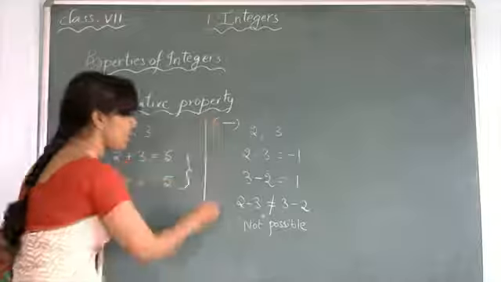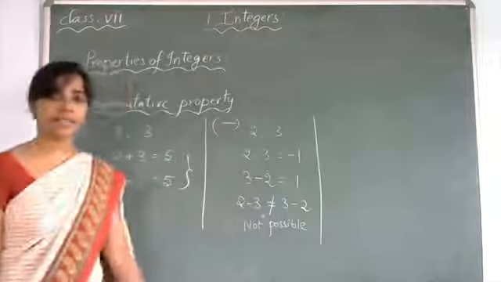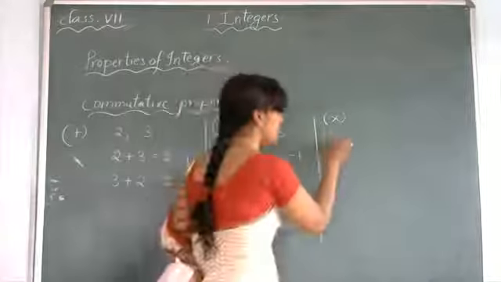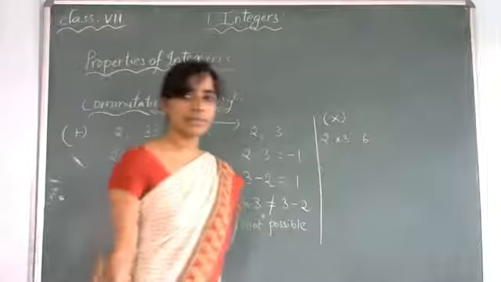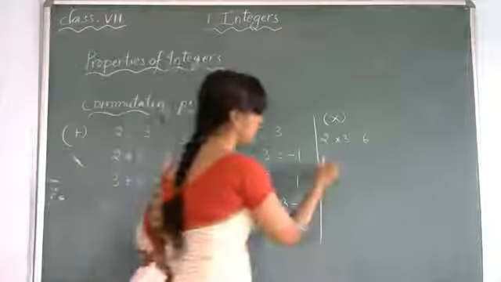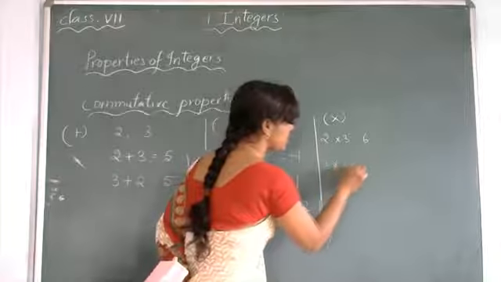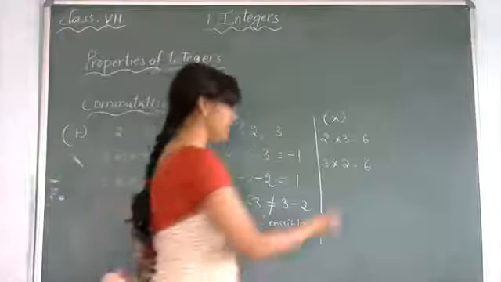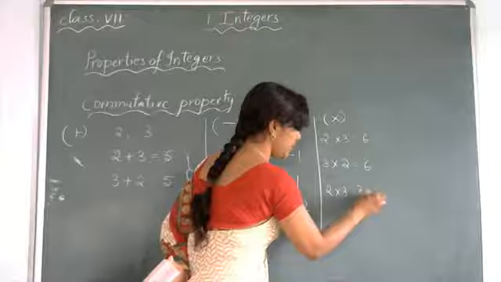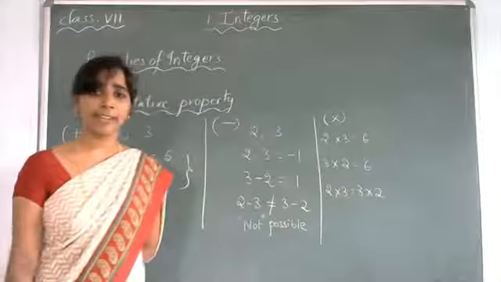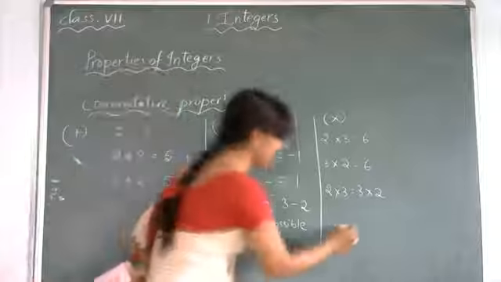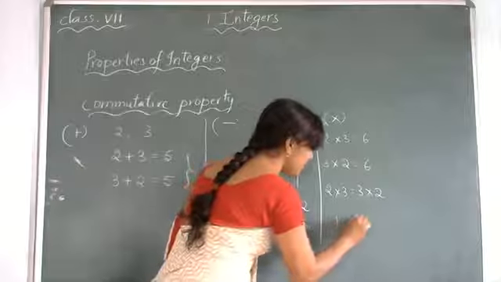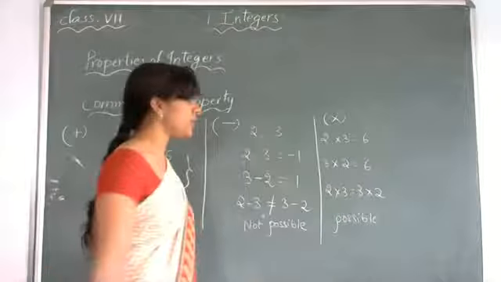The next is the commutative property under multiplication. 2 into 3 is 6. If we change the position of the numbers, 3 into 2, we also get the same result. So this also satisfies. That means 2 into 3 or 3 into 2, both ways give the same result. The commutative property under multiplication is possible.